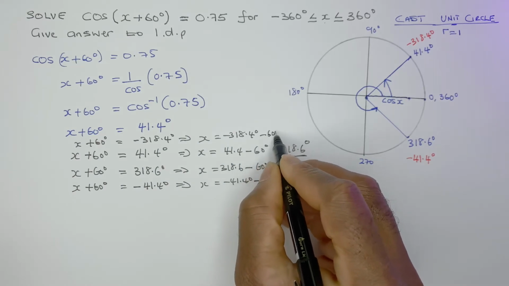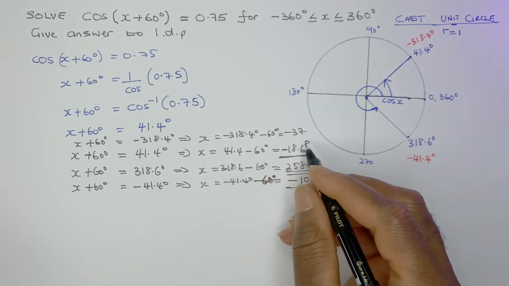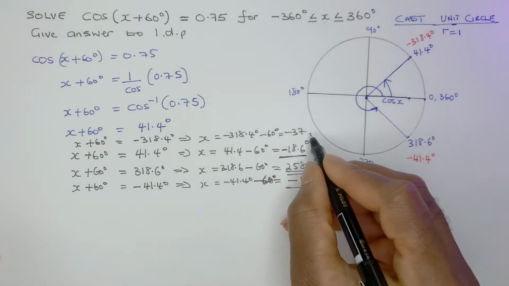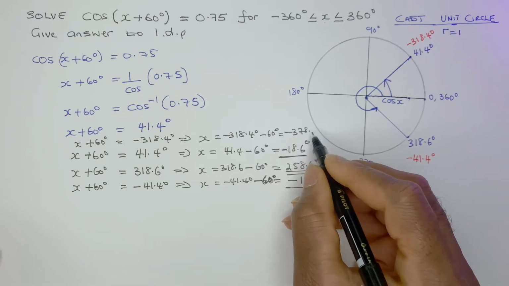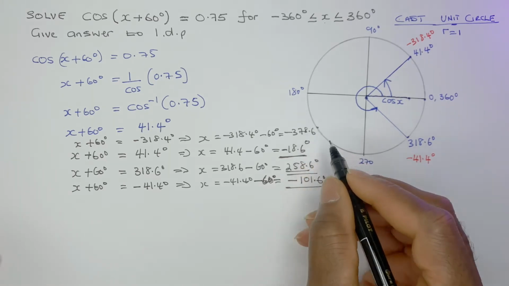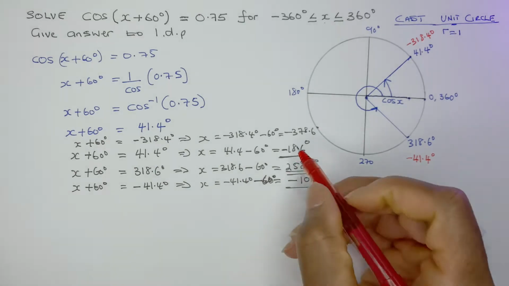Minus 60 degrees will be minus 37. I think it's way beyond 8 point... is it 8? Yeah, 0.6 degrees. So that's out of the question, so that's no good.